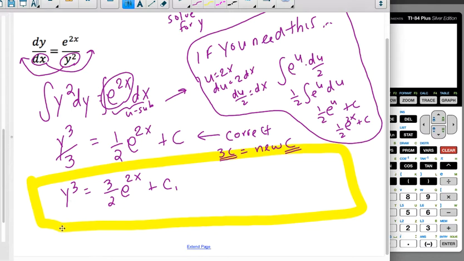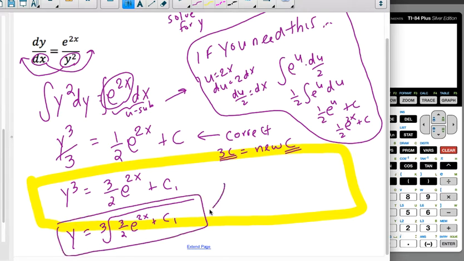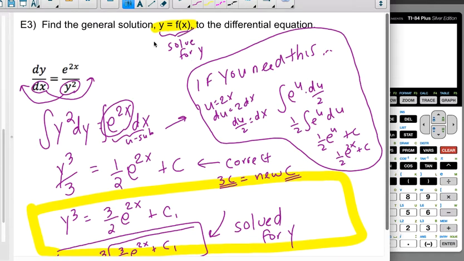Right? To solve for y, I'm going to take the cube root, so I'm going to get that y is the cube root of this entire thing: 3 halves e to the 2x plus whatever that c sub 1 is, and that's my answer. Okay, so I had to solve for y. And the reason I had to solve for y is because in the question, I was specifically asked to solve for y. You're not always going to be asked that. Don't do it if you're not asked to do it because it makes your life harder for no reason.